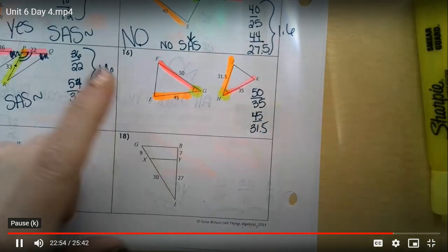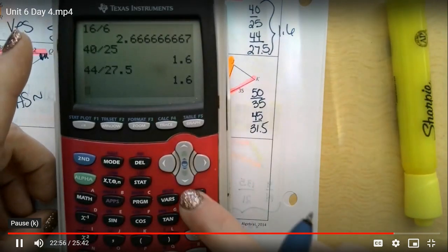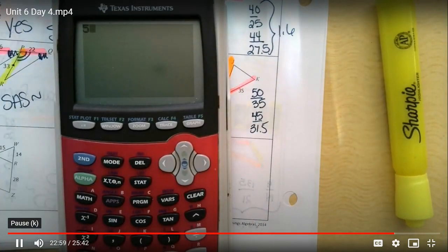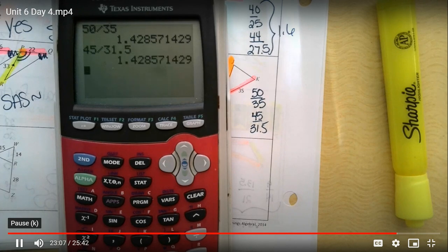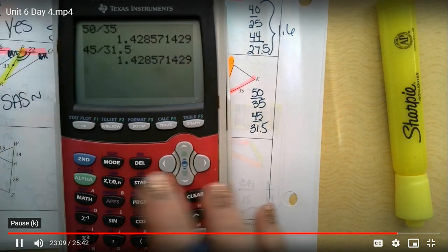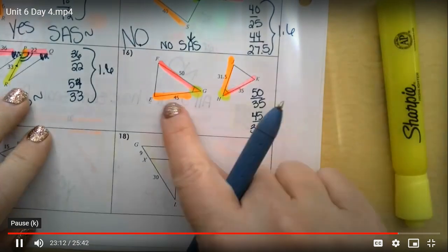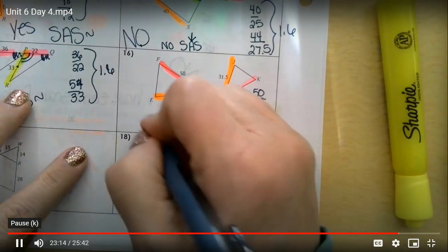And I'm going to check one last time. So if I do 50 divided by 35 and 45 divided by 31.5, and we have the same exact numbers, that is side, angle, side, side, angle, side. This is yes.